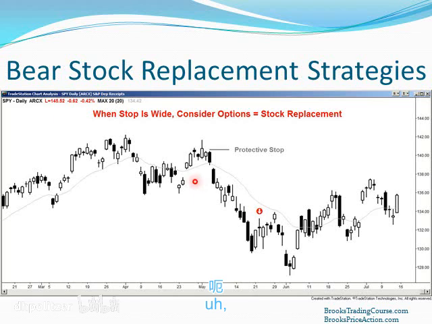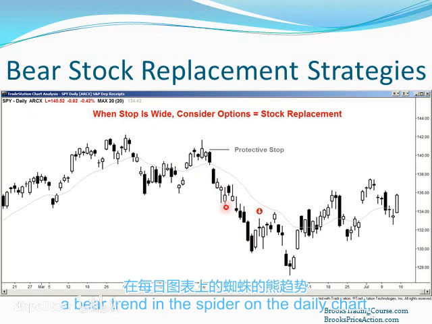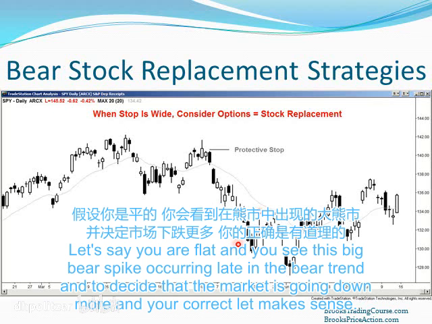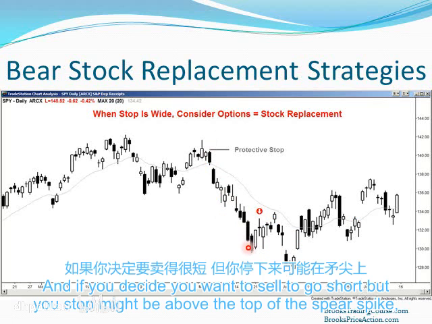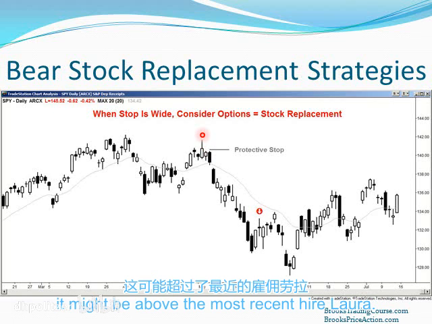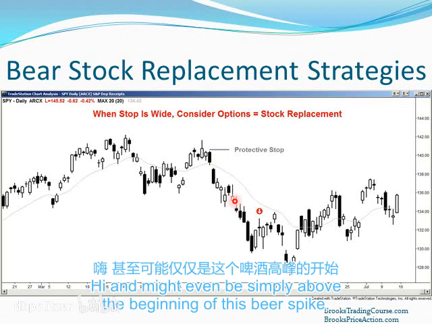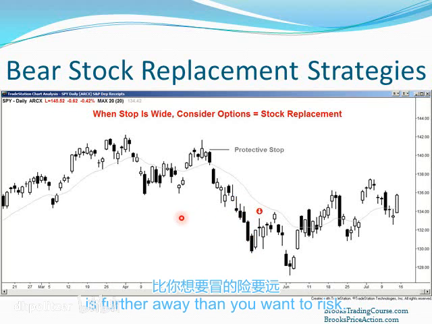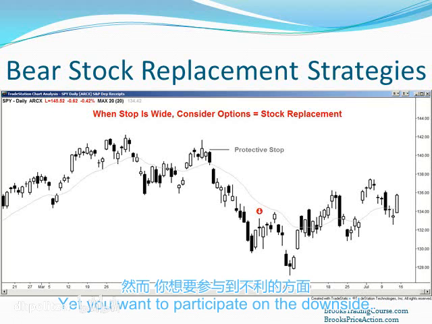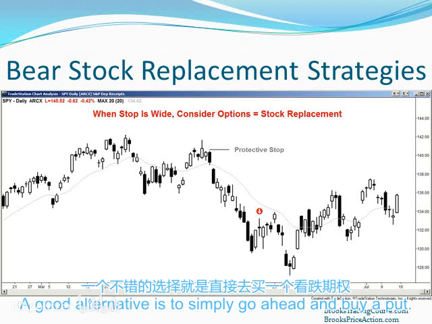Here's an example of a bear trend in the spider on the daily chart, and I want to talk about it in two different ways. Let's say you are flat and you see this big bear spike occurring late in the bear trend, and you decide that the market is going down more, and you're correct. That makes sense whenever the trend is this strong. And you decide you want to sell, to go short, but your stop might be above the top of this bear spike. It might be above the most recent lower high. It might even be simply above the beginning of this bear spike. In any case, let's say it's further away than you want to risk, yet you want to participate on the downside. A good alternative is to simply go ahead and buy a put.